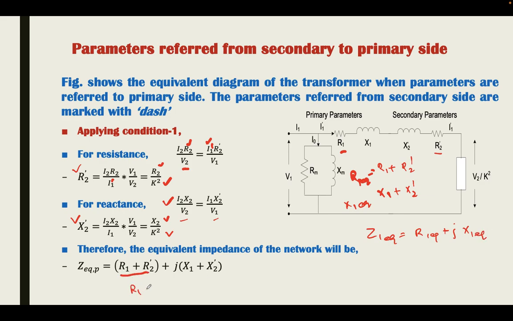This is R1 equivalent, this is X1 equivalent, and hence the equivalent impedance in primary side will be the phasor sum of these two quantities. However, Rm and Xm, these two components were already in primary side and hence need no transformation or no reference.